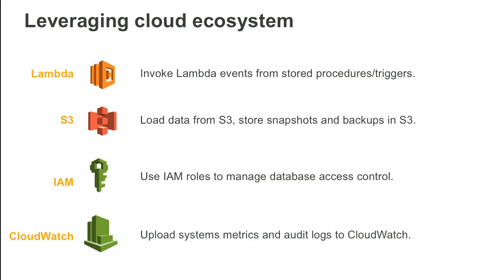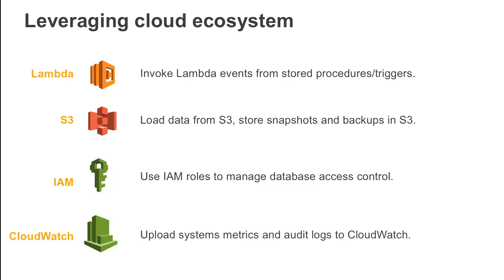Third aspect is around security and authentication. IAM is the AWS service for identity access. And so now with Aurora, you can use IAM roles to manage who gets to connect to a database, how they get to connect, and how they get to authenticate with the database. So that's something that we've also released.